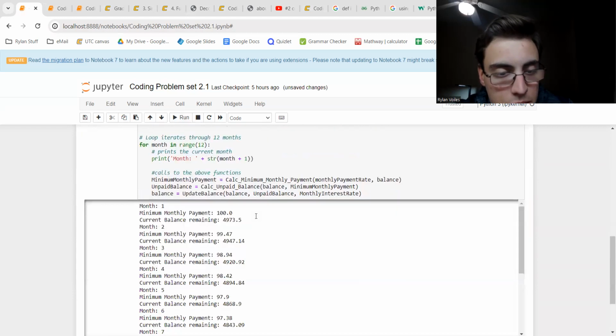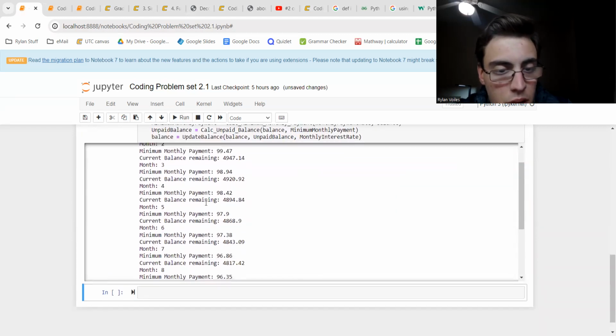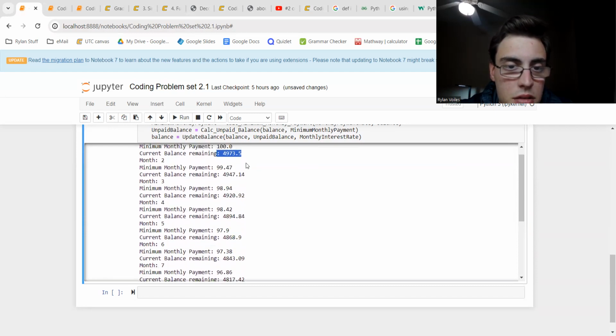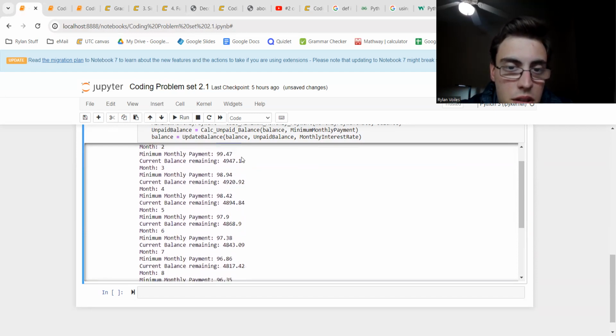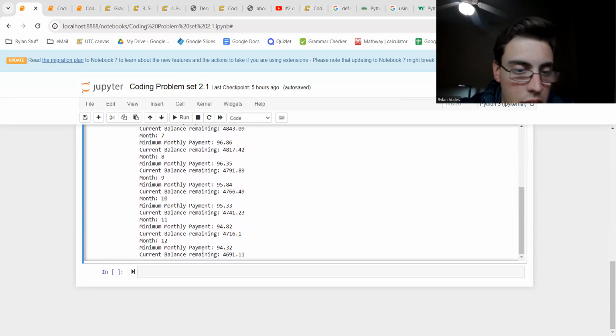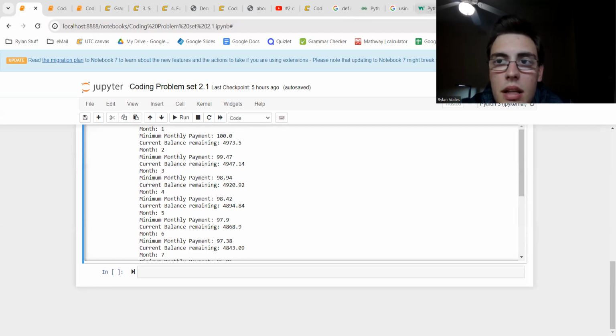So I'm going to run the program. As you can see here, it goes through every single month with monthly payments, minimum monthly payment, $100 given to this, or this is the remaining after the interest is added back on. So you can see down here, the final remaining balance is $4,691.11 after making the final minimum payment of $94.32. This concludes this coding problem.